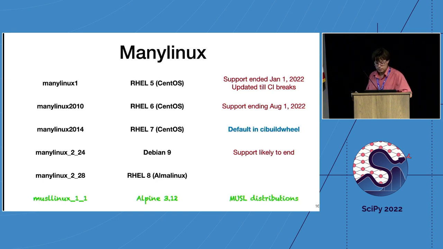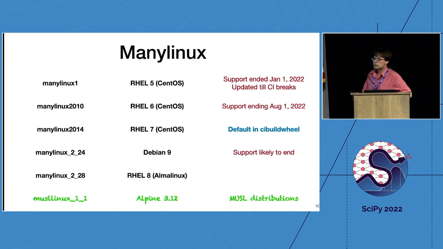Just to briefly mention manylinux, if you're not familiar with building, these are the different flavors of manylinux. I need to give you a few quick announcements on this. manylinux1, of course, you should hopefully not be using. Support ended, but it is still being updated, and it will be until the CI breaks. The main reason to use manylinux1 is not because you're running on a system older than Red Hat 6. The main reason is because pip 9 requires manylinux1. It does not know how to understand these other things. So please upgrade your pips and try not to use system pip if you're on an old system like that.